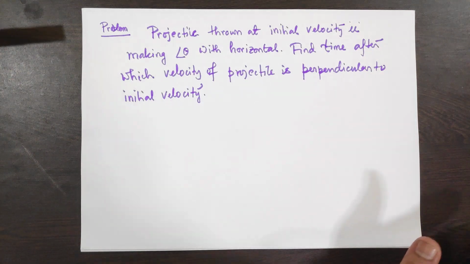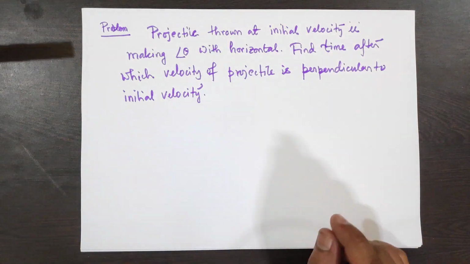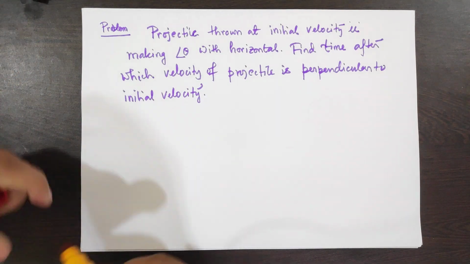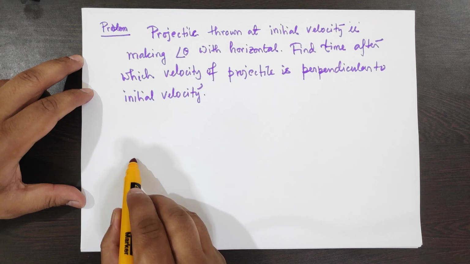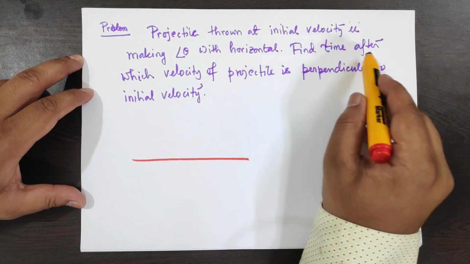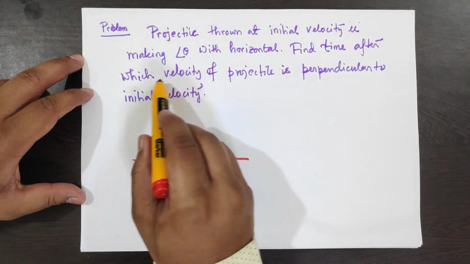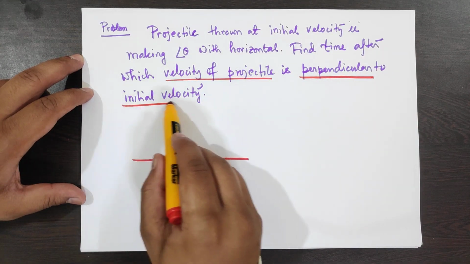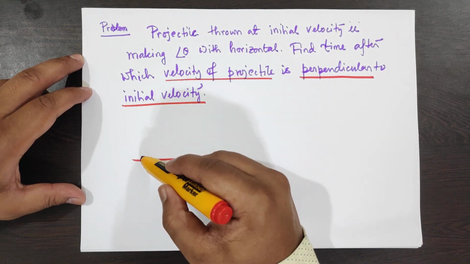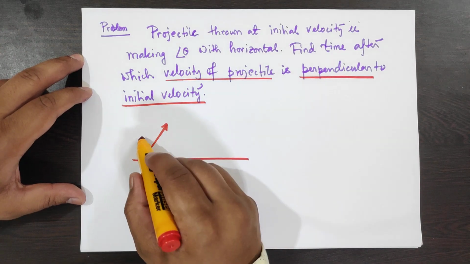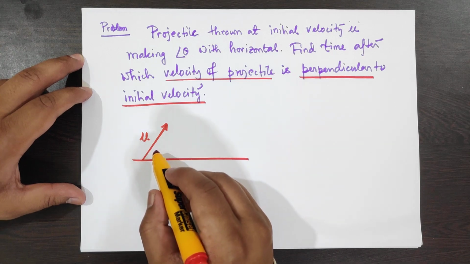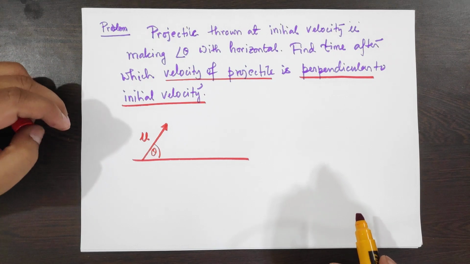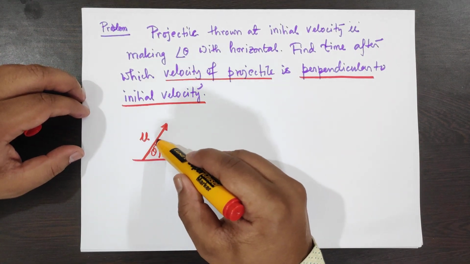Let's look at this problem. A projectile is thrown with a velocity u making angle theta with the horizontal, as usual, same as the last problem we discussed in the last lecture. We have to find the time after which the velocity of the projectile is perpendicular to the initial velocity vector. So it's thrown in this way with a speed u, making angle theta with the horizontal, and it travels like this.